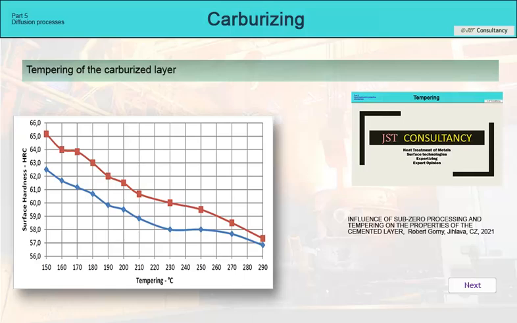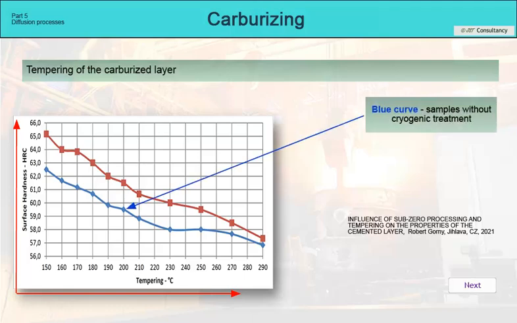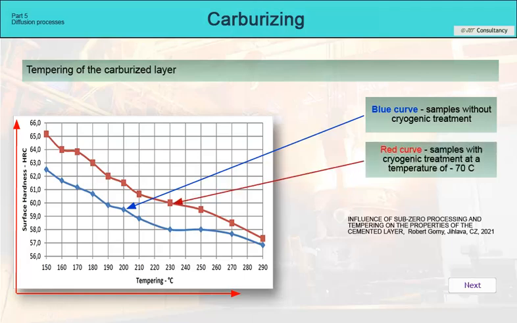However, there are other factors in this part of the process that need to be taken into account. First of all, it is the relationship between tempering, hardness profile, and the depth of carburizing. The figure shows the relationship between the tempering temperature and the resulting surface hardness in HRC. The blue curve indicates a decrease in hardness for carburized and quenched samples. The red curve for samples where cryogenic treatment at a temperature of -70 degrees Celsius was additionally applied.